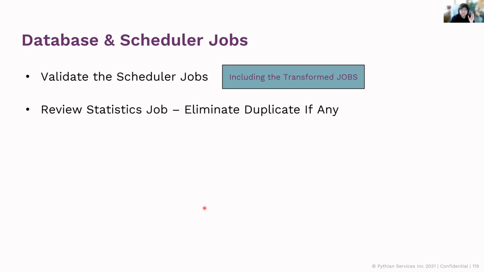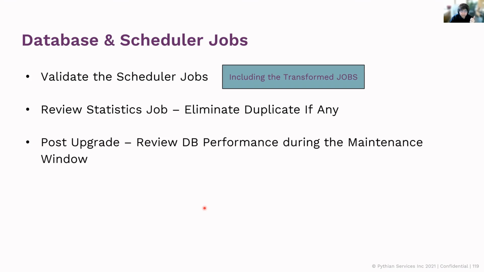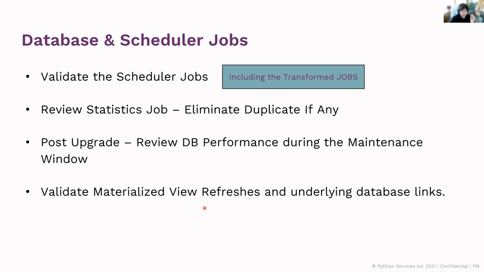So make sure you've got a single set of statistics jobs, and that is the way that you want it to be run. So review them. Also review the performance of the jobs post migration. Sometimes it can cause issues, so review it after this. The other thing that is often missed: materialized view refreshes and underlying database links.